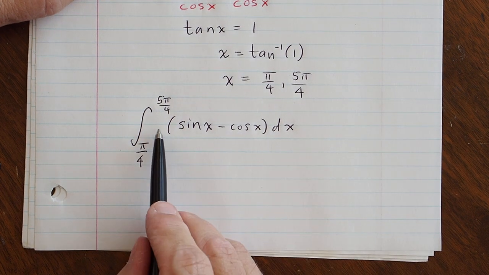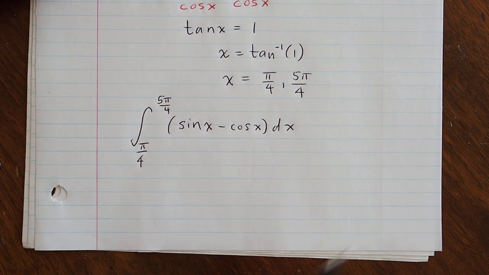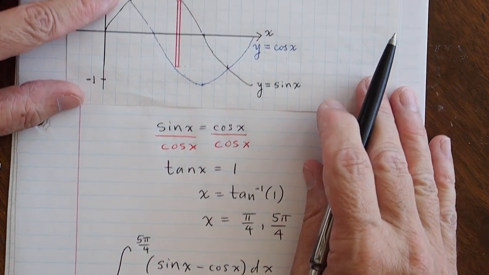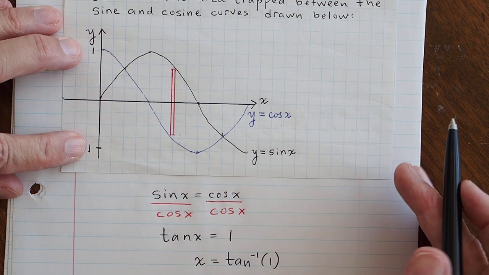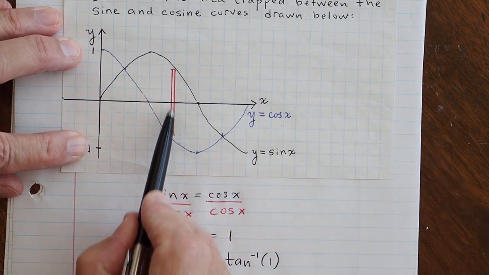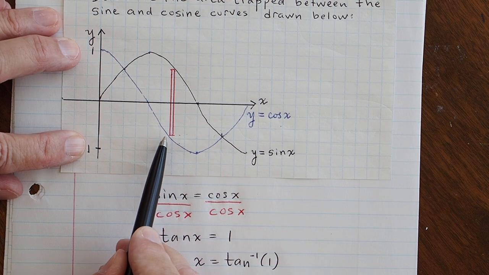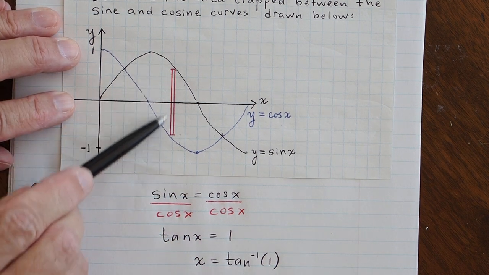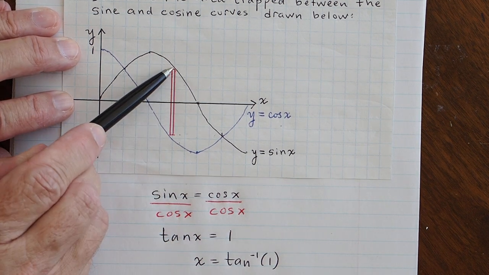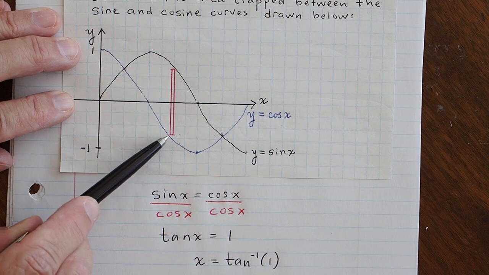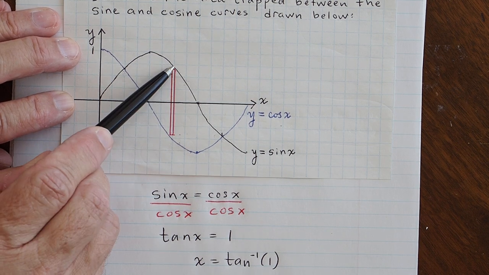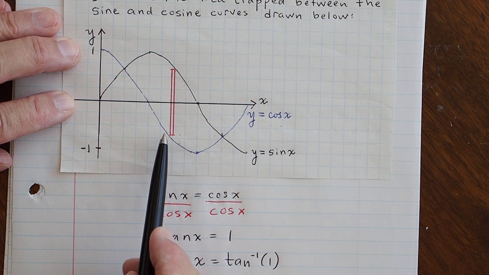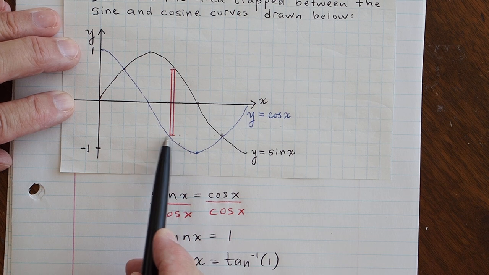Let's examine the structure of what we've just set up. Have a look at the red ink here in the original graph. This is an infinitely thin or arbitrarily thin rectangle. The height of the rectangle, the length of it, is y-coordinate from this curve minus y-coordinate from that curve. That's top curve minus bottom curve. And the width of this thin rectangle is dx.